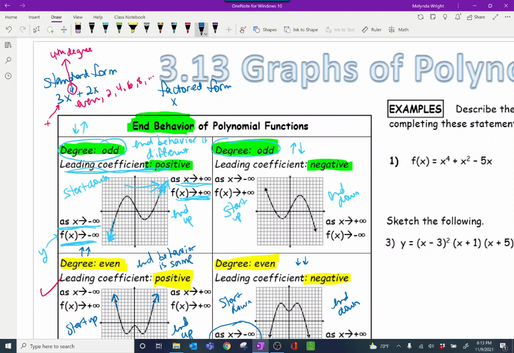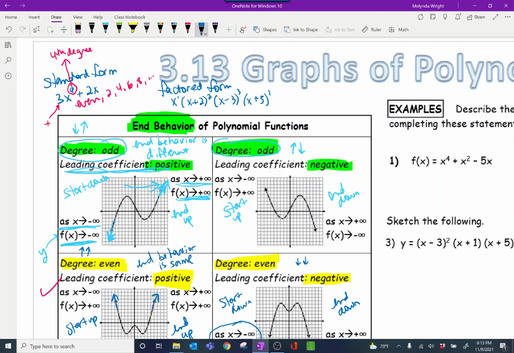So let's look at this example. Let's say x to the first times x plus 2 squared times x minus 3 cubed times x plus 5 to the first. Okay, let's say we're in factored form. Well, how do we tell the degree when we're in factored form? That seems confusing. I really don't want to multiply all that out. That would be very time intensive.